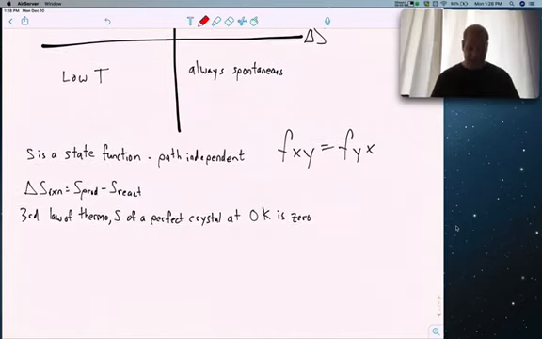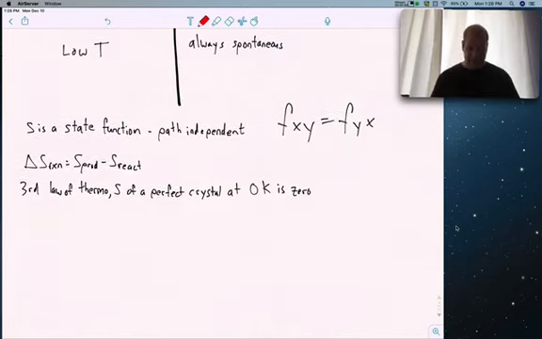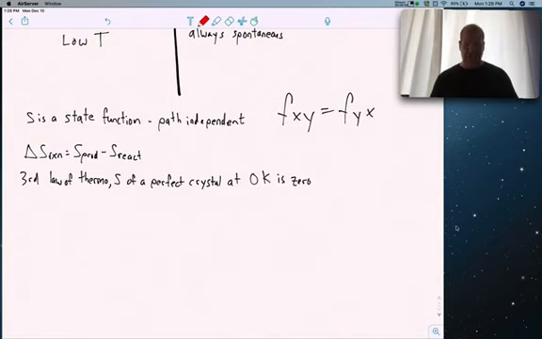And last thing I'll talk about is the third law of thermodynamics. A perfect crystal at zero Kelvin has zero entropy. And that's because one of the definitions of entropy is Boltzmann constant times the natural log of omega, the number of microstates. Wait a second, omega. Omega is like this. I got it upside down. Okay, so omega is the number of states.